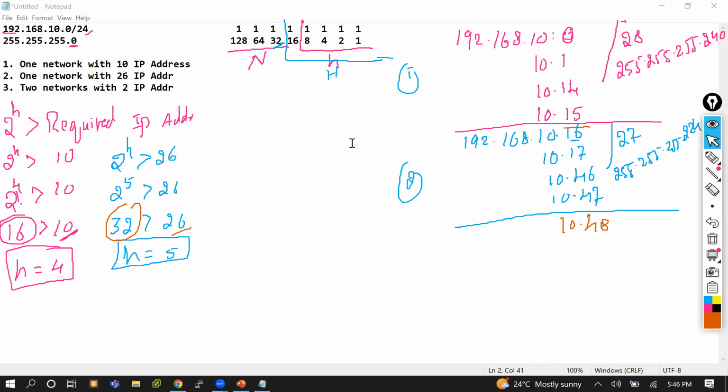Or else, what you can do, you don't have to follow that one. So 5 bits you have borrowed here. 5 bits value is how much? 16. 16 plus 8? 24. 24 plus 4? 28. 28 plus 2? 30. 30 plus 1? 31. 31 you add to 16. 31 plus 16 is how much? 47. See, 47 is your broadcast ID.